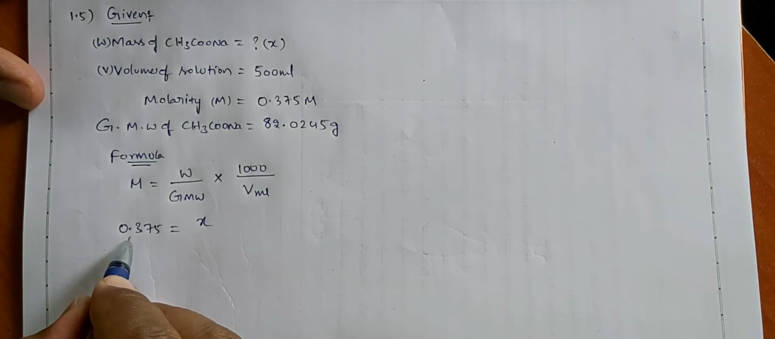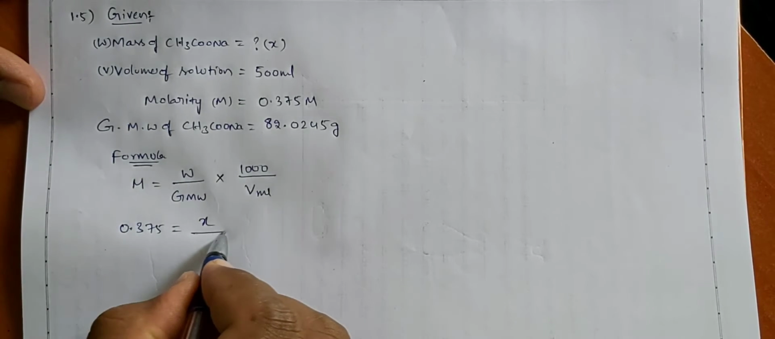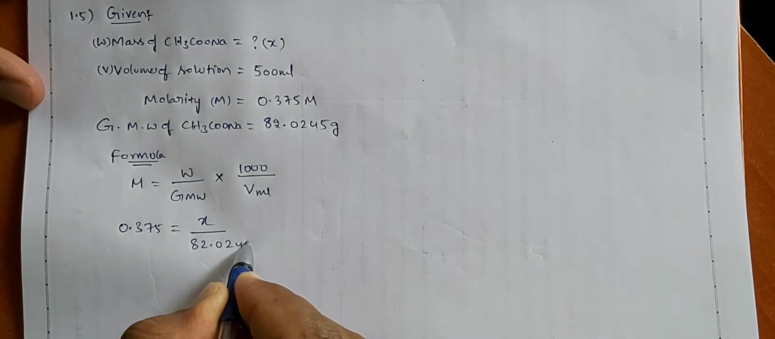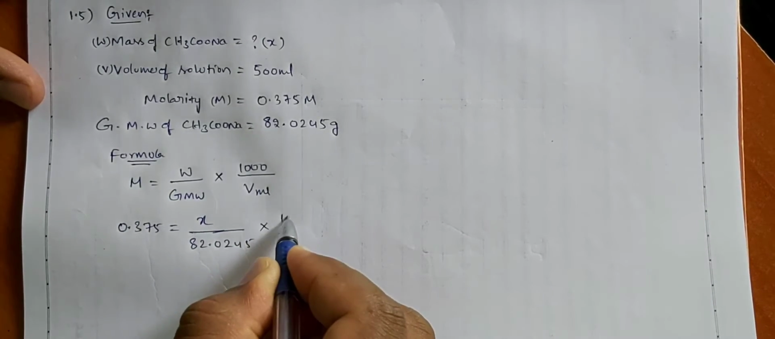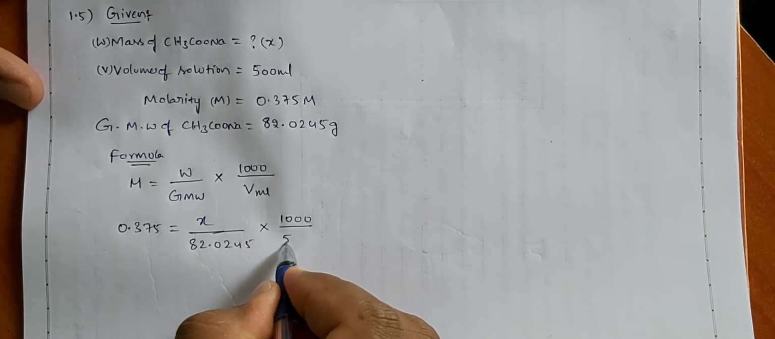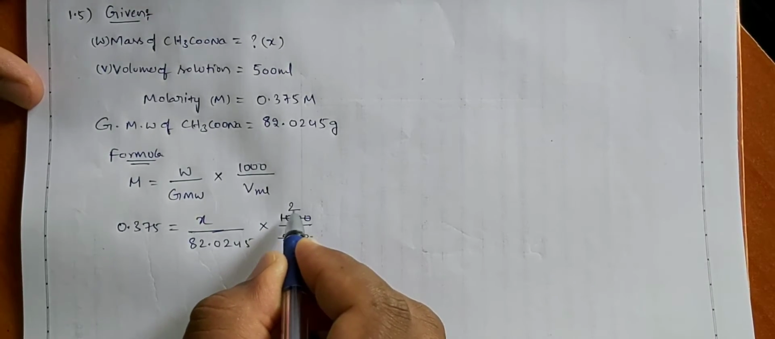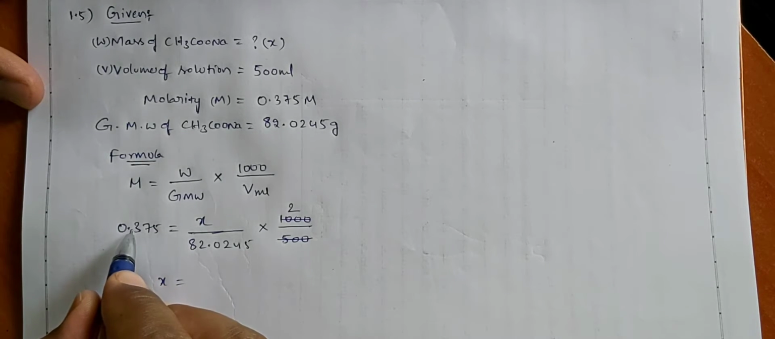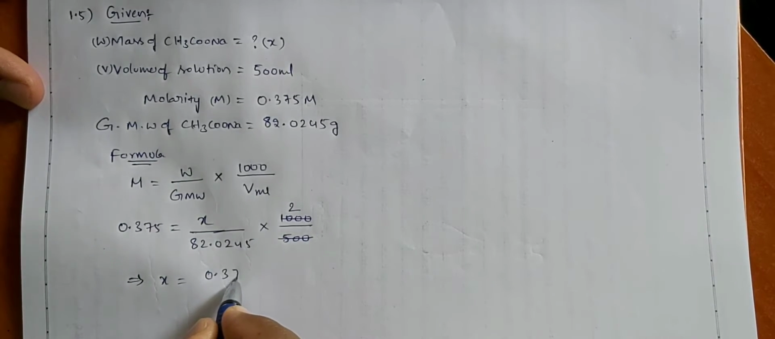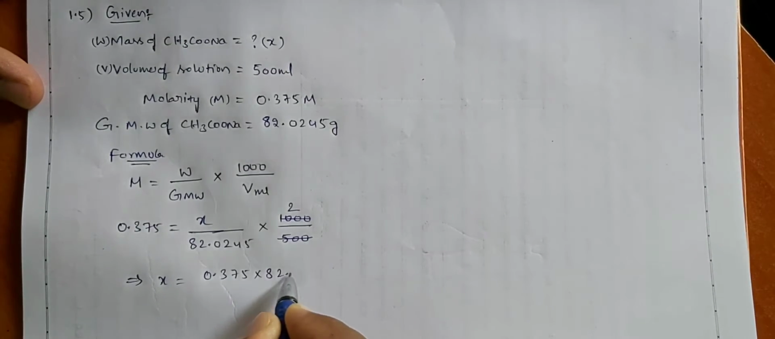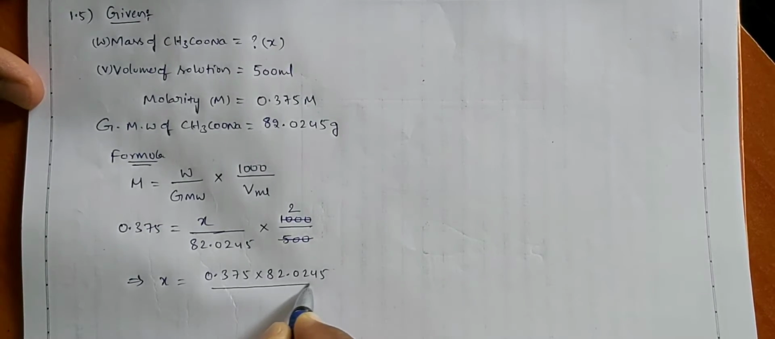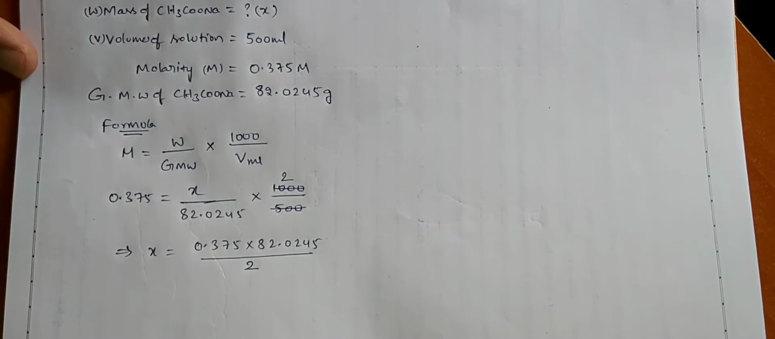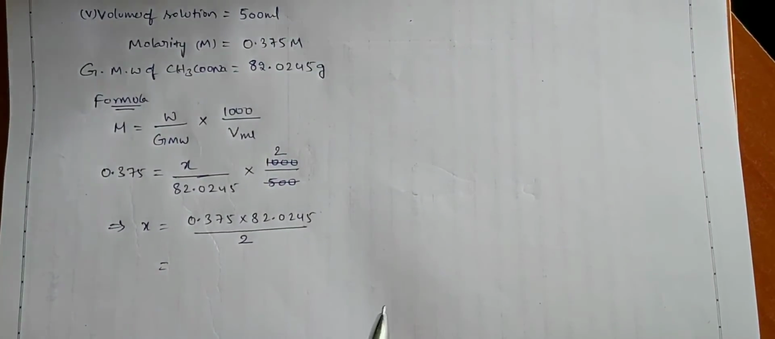Then molarity 0.375 is equal to X divided by gram molecular weight 82.0245 into 1000 divided by volume of solution, which is 500. 500 twos are 1000. This implies X is equal to, this denominator will go that side and form the numerator, 0.375 into 82.0245 divided by this 2, which is in the numerator that side, it will go to form the denominator, is equal to this value.